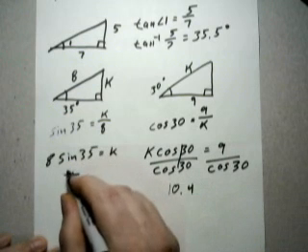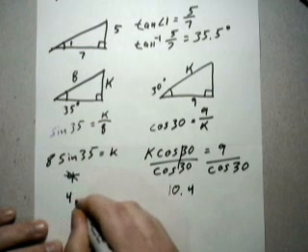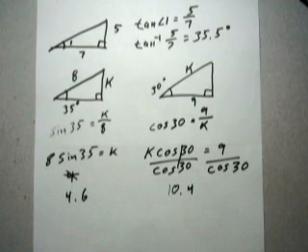And that's 35, not 30. So 8 times the sine of 35 is equal to 4.6. Ta-da!